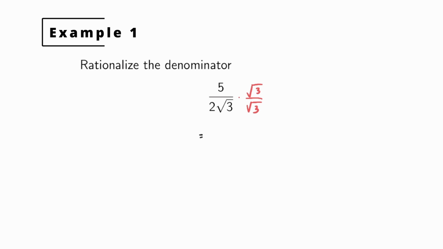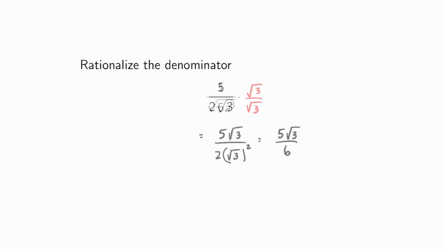And now we get, in the numerator, 5 times the square root of 3. In the denominator, we get 2 times the square root of 3 squared, and of course, that will simplify into just 3. So we get 5 root 3 over 2 times 3, which is 6. We want to make sure we cannot simplify any of these factors. 5 and 6 have no common factors, so we're done. And now, instead of having the radical in the denominator, we have a radical in the numerator, which is preferred.